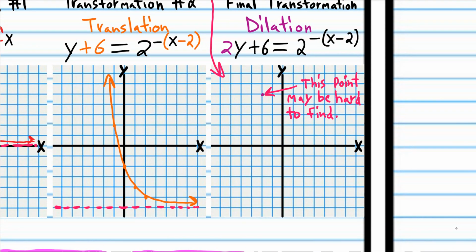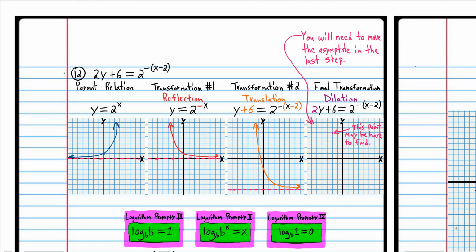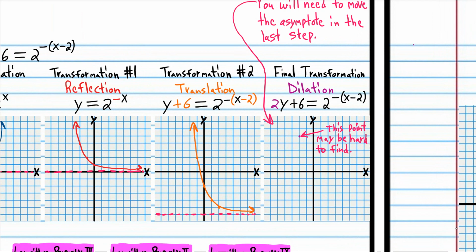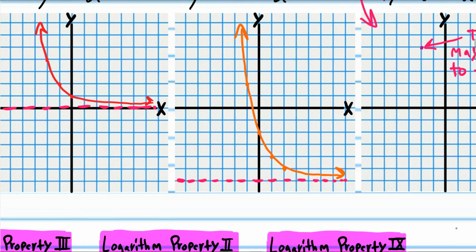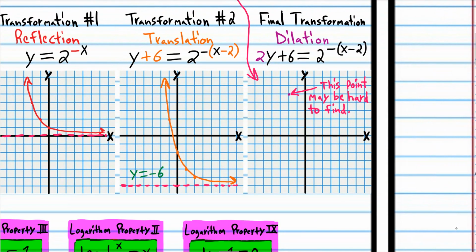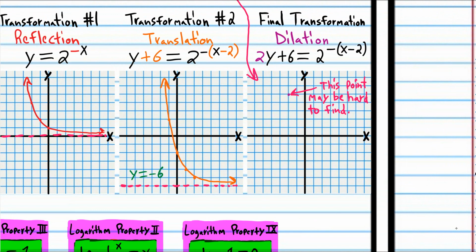And that's going to divide all the y values in the previous graph by 2. Now, it's also going to affect the horizontal asymptote. So now the horizontal asymptote is y is equal to -6. So if you divide all the y values by 2, it's going to divide all the y values of the points on that asymptote by 2. So we're going to get y is equal to -3 as our new asymptote. So I'm going to draw that.